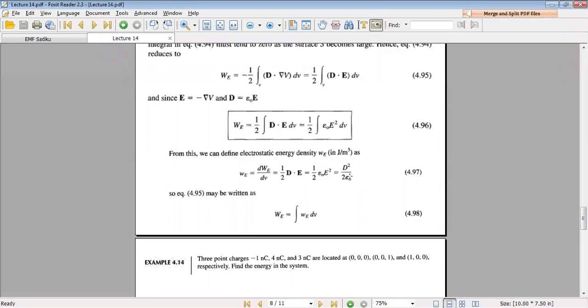And what about D square by 2 epsilon naught? Simply, what is the E value? Epsilon into E. Okay, when you are multiplying, I will write the equation here, easy to understand.